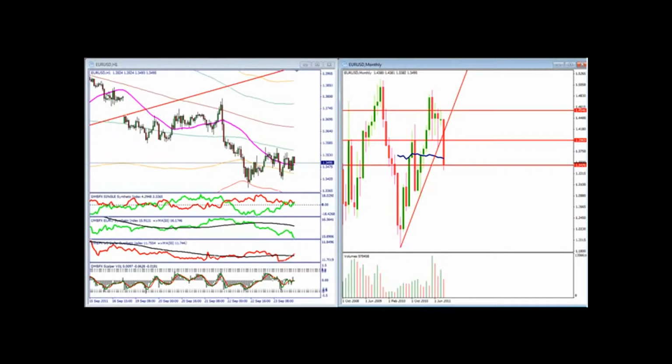Probably 1.3 is an area to watch if we continue to move lower. But you can also see why we bounced at 1.33. There is some support action in there. But we'll have to let price action tell us.